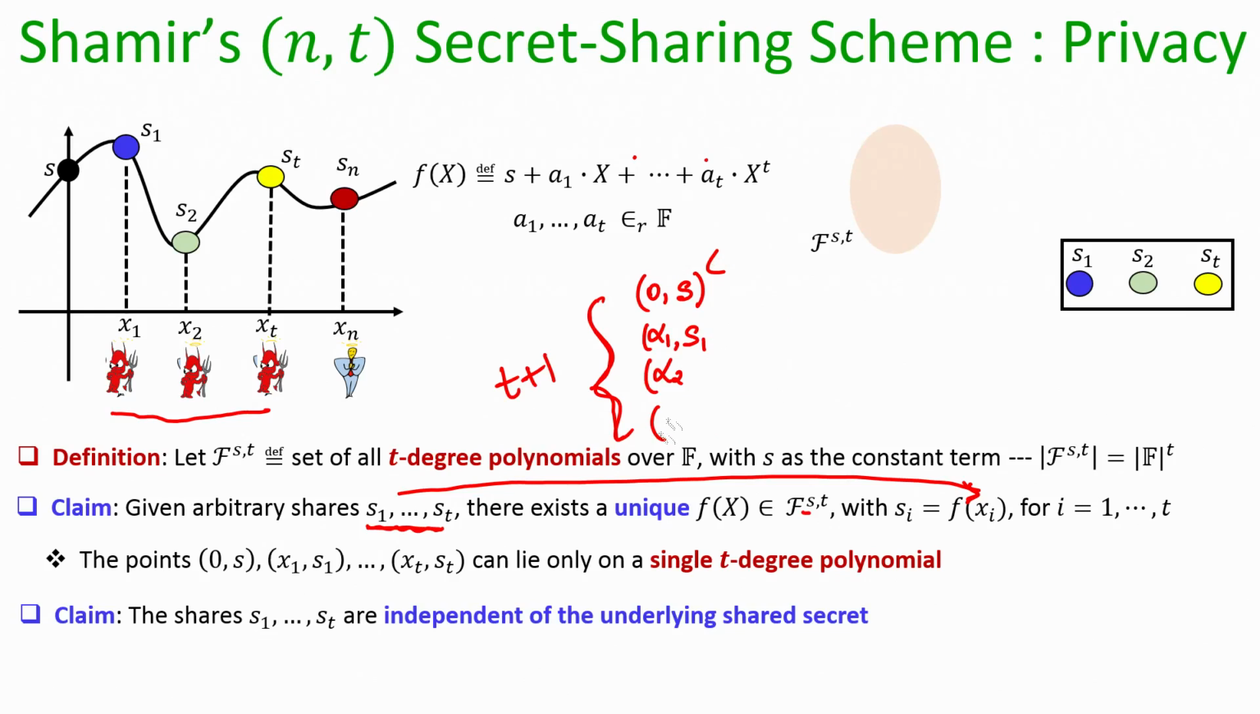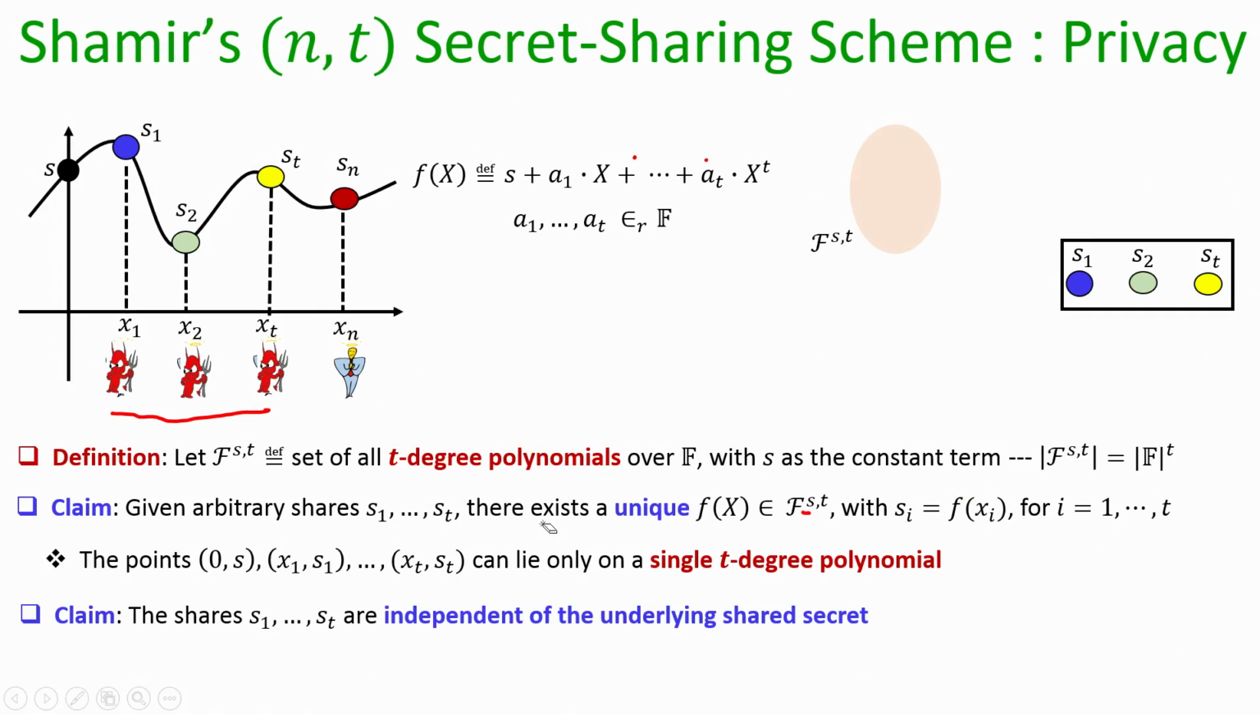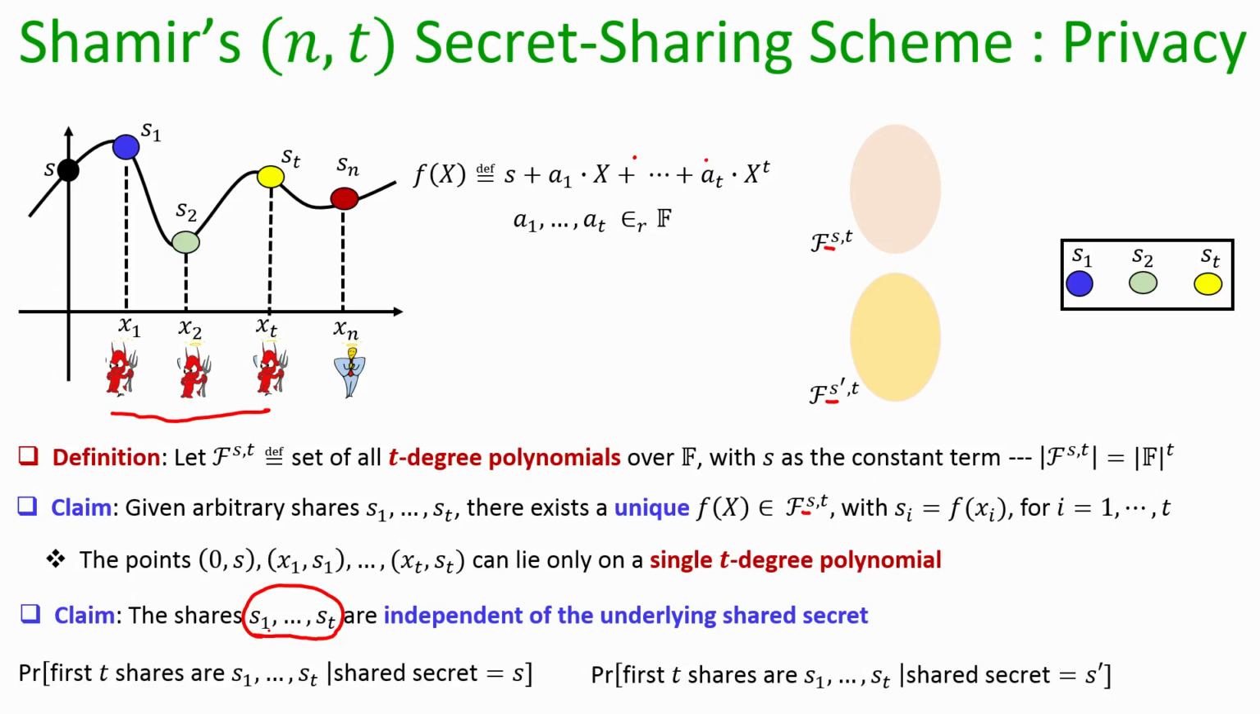Now, to prove that the probability distribution of the first T shares is independent of the actual secret, let us take two possible candidate secrets which could be shared in an instance of Shamir secret sharing scheme, call them S and S prime. My claim is that it does not matter whether the secret is S or S prime, with equal probability you could get S1 to St as the first T shares in an instance of Shamir secret sharing scheme.